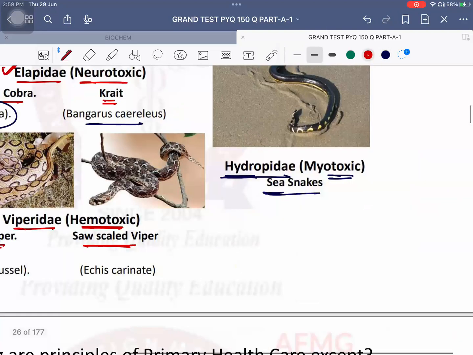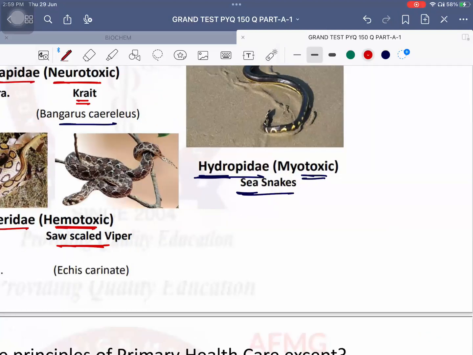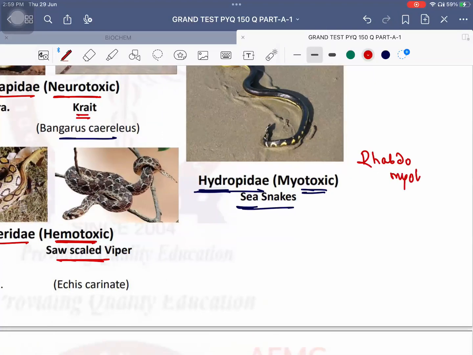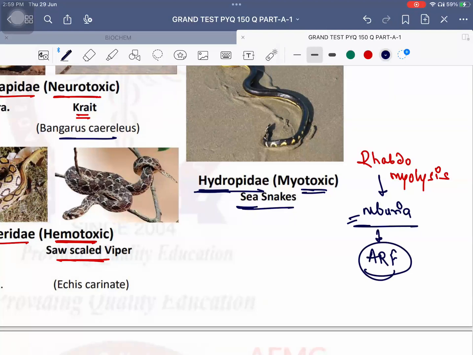Last is the Hydrophiidae family. Myotoxic, because the sea snakes are known to cause damage to the muscle. So they will cause rhabdomyolysis. Rhabdomyolysis is nothing but muscle breakdown. And when there is rhabdomyolysis, there is release of myoglobin. That myoglobin will go to the kidneys and it will cause myoglobinuria. But myoglobin is a large protein. If it is excreted through the kidneys, it will cause acute renal failure. So the cause of death in the Hydrophiidae family is acute renal failure.